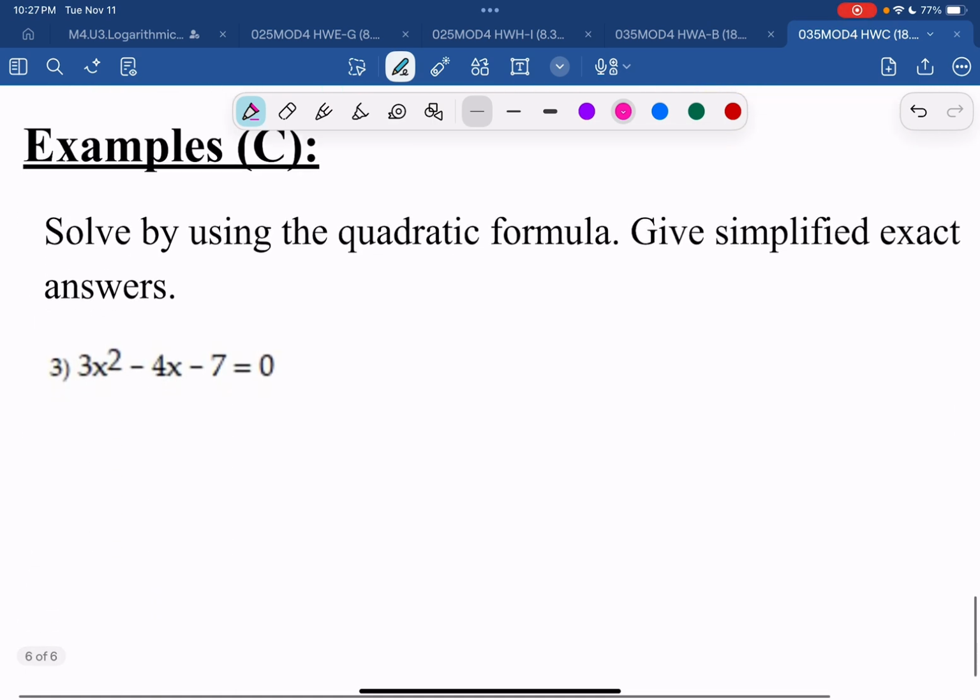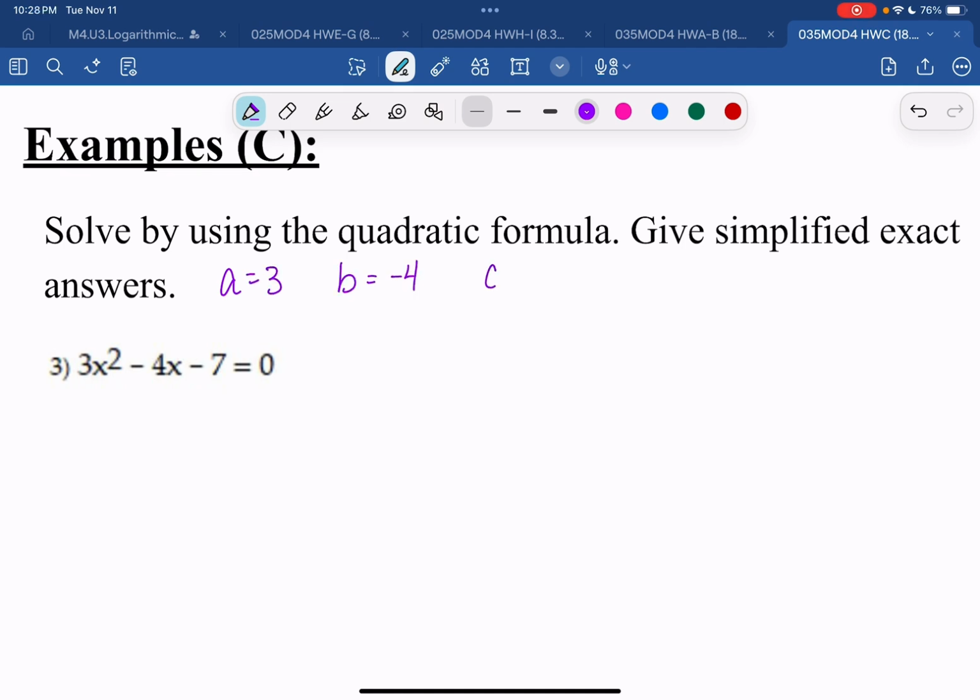Okay, let's get another one. All right, so this one's set equal to 0, so my A is 3, my B is negative 4, and my C is negative 7. Again, I'm going to write that formula out.